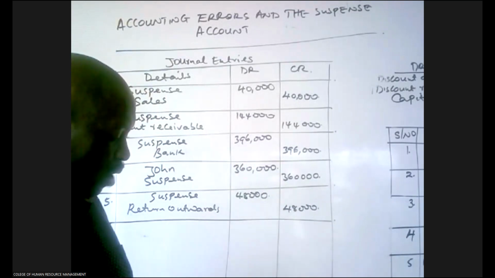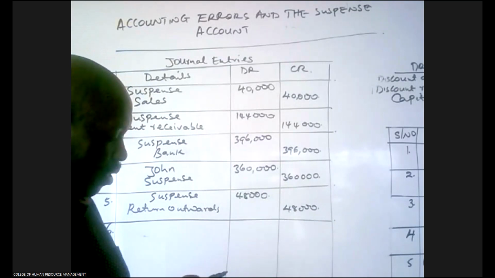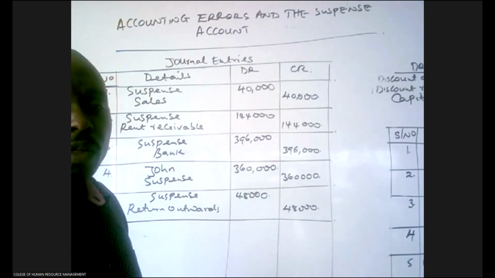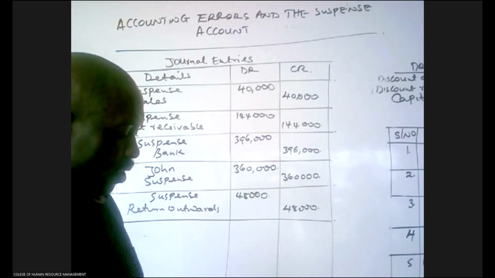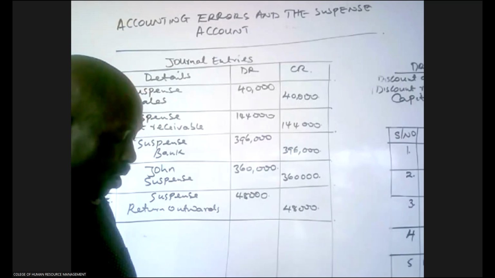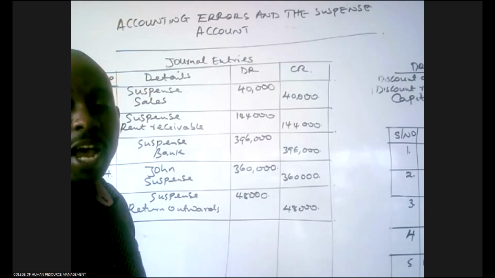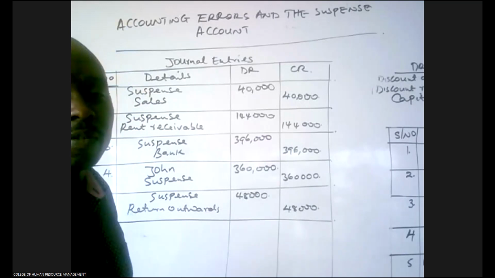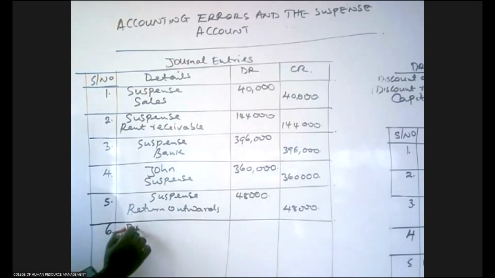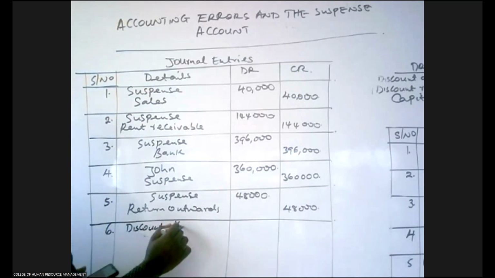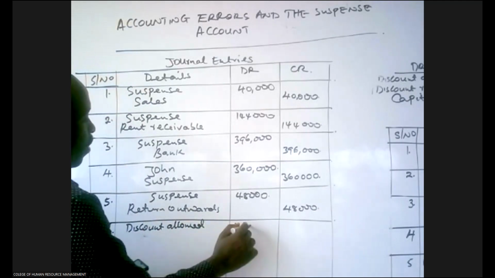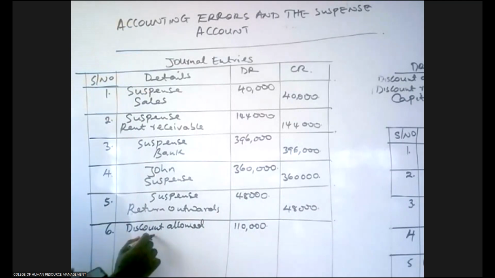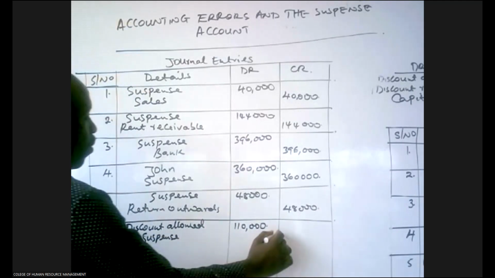The totals of discount allowed amounting to 110,000 were not posted to the general ledger. So discount allowed was not recorded, and it is an expense. Expenses are debited. So we needed to debit the discount allowed of 110,000. Then we credit the suspense by 110,000.